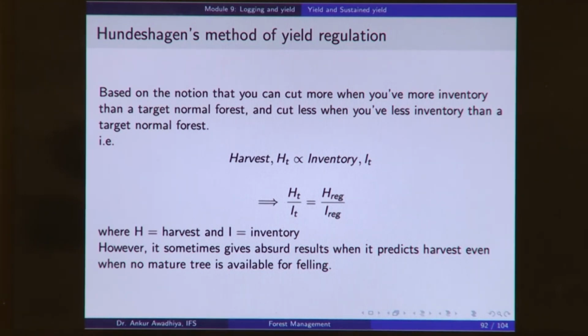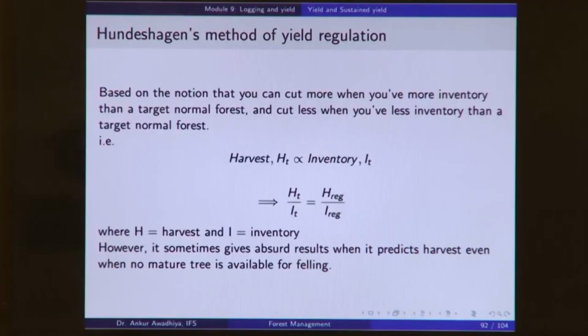Now, if you have a target, or rather if you know what a normal forest is or how an ideal forest should look like, if you know the total volume of timber that you have in an ideal forest, and then you compute the amount of timber that is there in your forest, and if there are any discrepancies, then you should do more cutting, more harvesting. If your total inventory is greater than the ideal stage, you should do more harvesting; if your total inventory is less than the ideal state, you should do less harvesting.